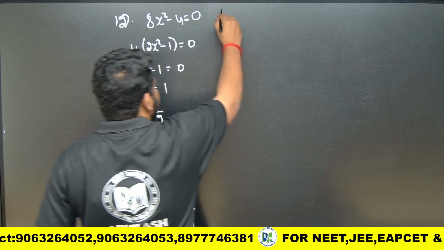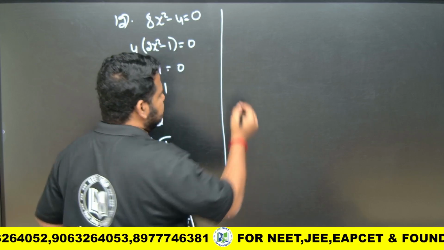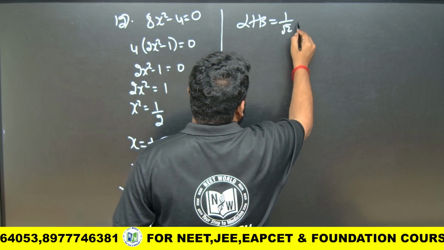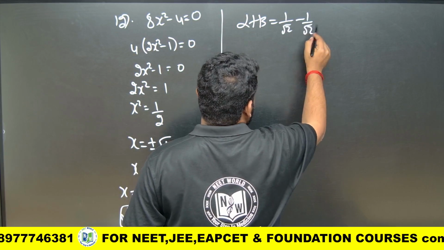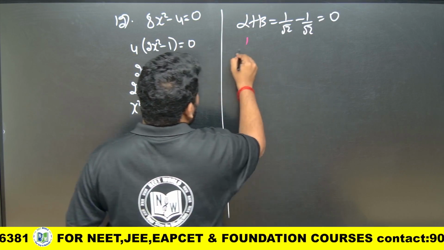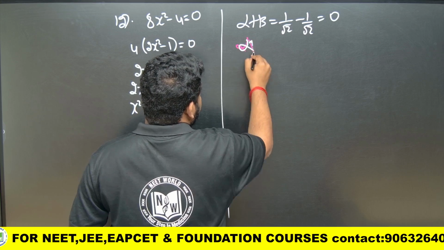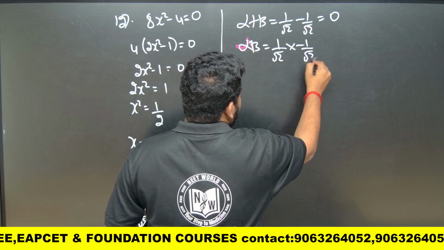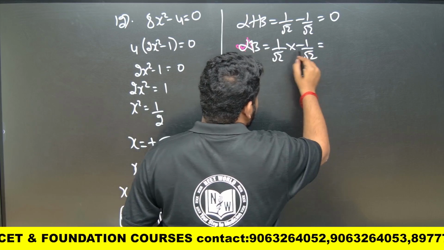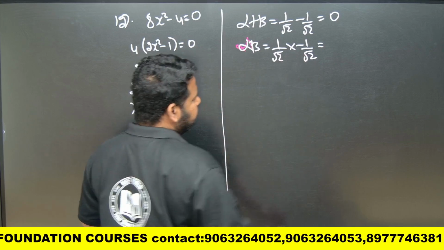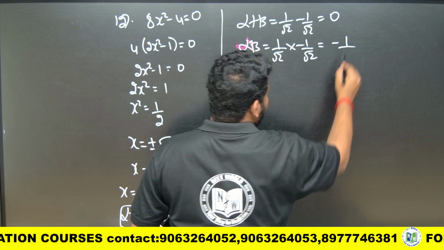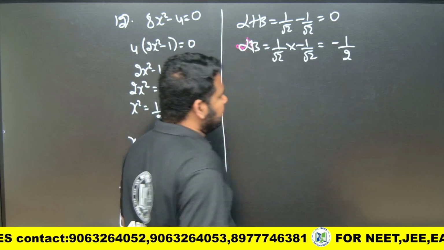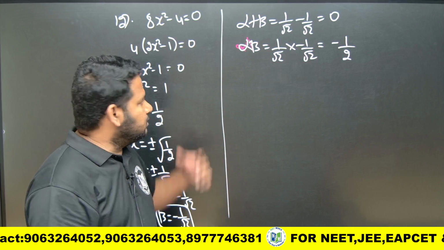Now the sum of the zeros. Using the direct method, that is alpha plus beta, it is 1 by root 2 minus 1 by root 2, plus and minus gives minus, so this will become 0. What about the product of the zeros? Product of the zeros, that is alpha into beta, is 1 by root 2 into minus 1 by root 2. So minus into 1 into 1 is minus 1, and root 2 into root 2 is nothing but 2. We got it as minus 1 by 2. That is the product of the zeros.